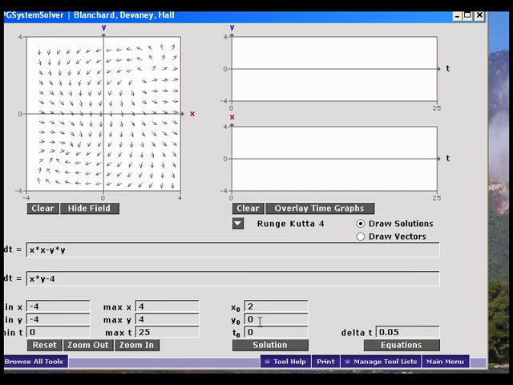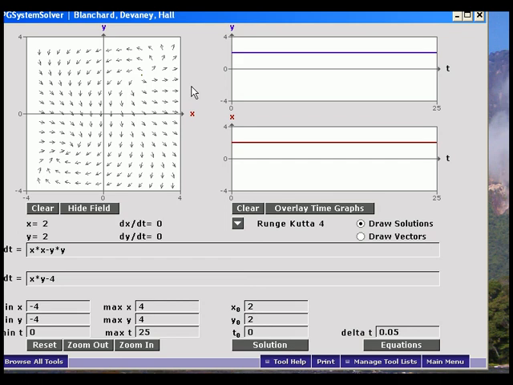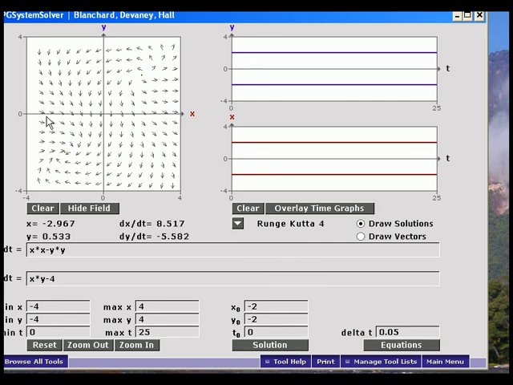For example, let's start exactly at 2, 2 and see what happens. And they stay there. There's the point right there. So we're starting exactly at that point, and we're going to stay there. If we start at minus 2, minus 2, that's the other equilibrium point. We're going to stay there.